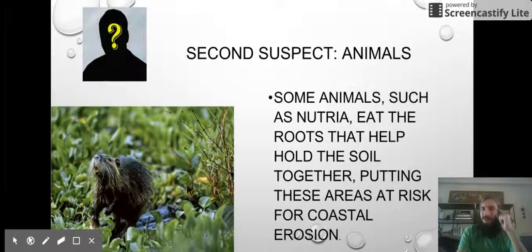The second suspect is animals. Some animals, such as nutria, that's these little guys here, the river rats, eat the roots that help hold the soil together, putting these areas at risk for coastal erosion. When the animals eat the roots that hold the land together, that land can wash away and be lost to coastal erosion.